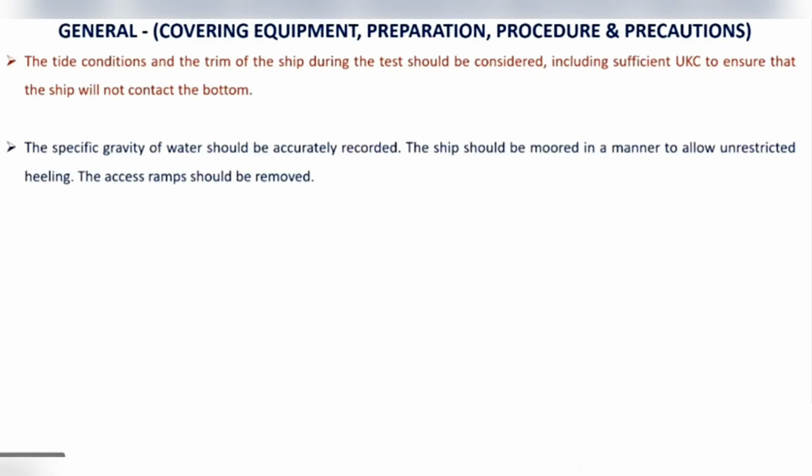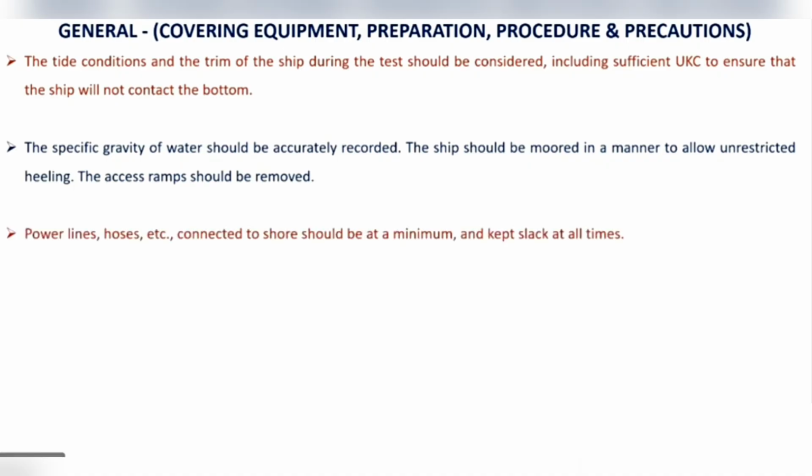The specific gravity of the water in which the ship is floating should be recorded. Why? Because against the drafts you will be taking the displacement, and therefore you should take the density of the water in which the ship is floating into consideration. The ship should be moored in a manner to allow unrestricted heeling or listing. The excess ramps should be removed. Excess ramps are like your gangways, beta.